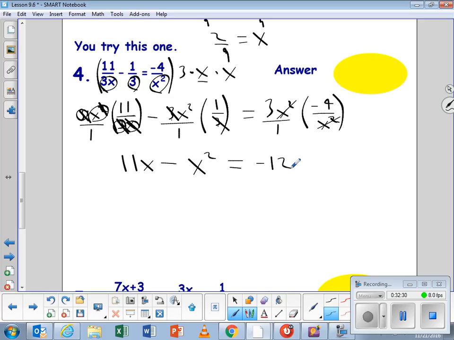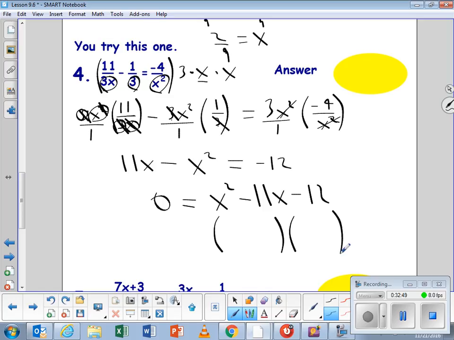So it'd be better if we moved all of the left side over to the right side. So I'm going to get a positive x squared over there, a negative 11x, and the 12 is still negative. This isn't writing very well today when it's recording. What do I get then when I factor? X minus 12 and x plus 1. Yes, x plus 1.